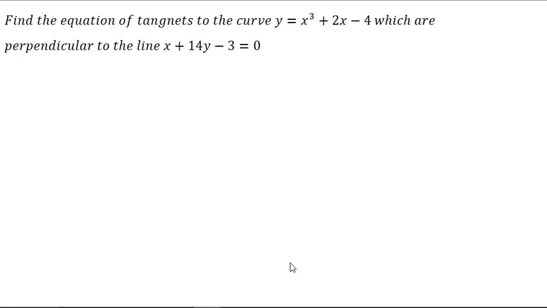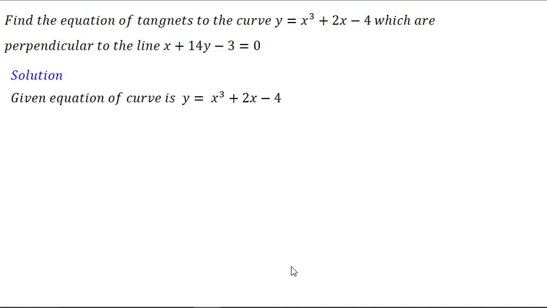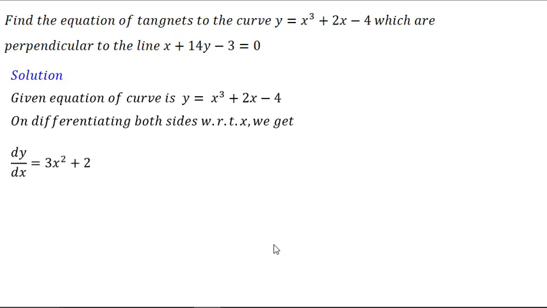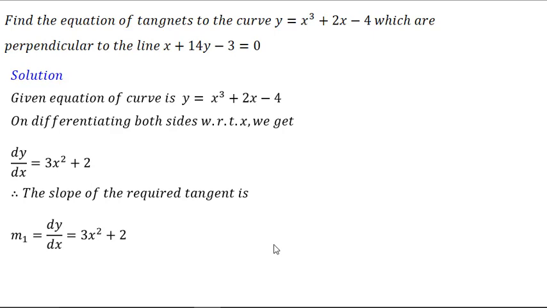Find the equation of tangent to the curve y equal to x cube plus 2x minus 4 which are perpendicular to the line x plus 14y minus 3 equal to 0. Here we have been given the equation of the curve y equal to x cube plus 2x minus 4. When we differentiate it with respect to x on both sides, we get dy upon dx as 3x square plus 2. Now, the slope of the required tangent is m1 equal to dy upon dx equal to 3x square plus 2. So, this is a general expression for the slope of the tangent. At different points, this value will differ as it depends on the value of x.